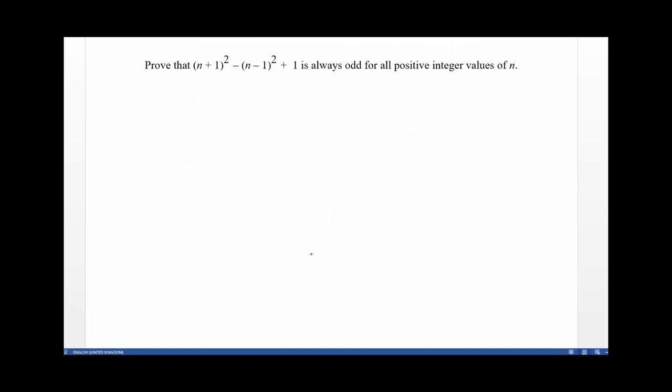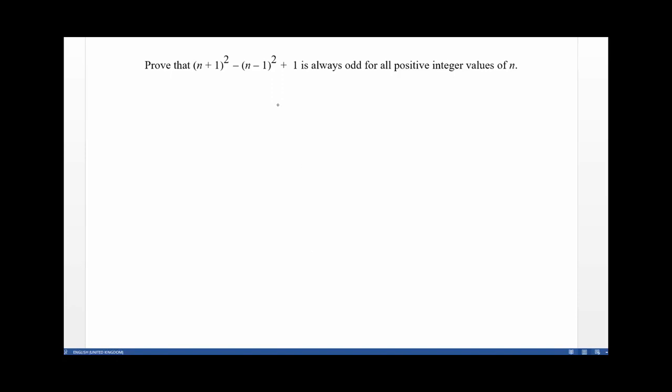Okay, so let's get down to the nitty-gritty now. We are on question number 1 of the 5 questions. It says here, prove that (n + 1)² − ((n − 1)² + 1) is always odd for all positive integer values of n. Okay? Now, what is that question actually saying?